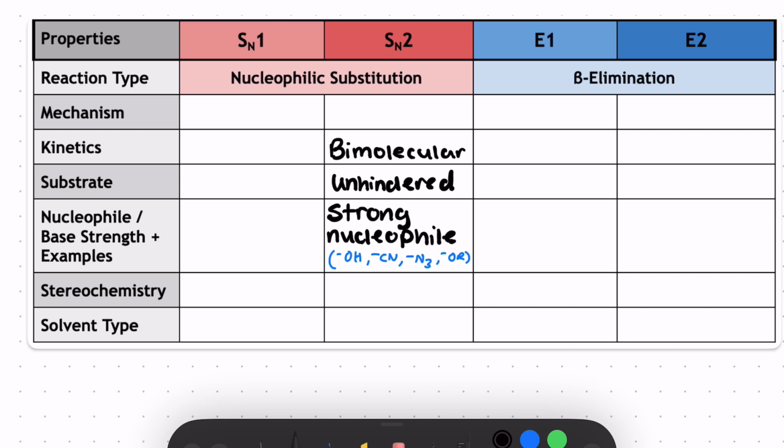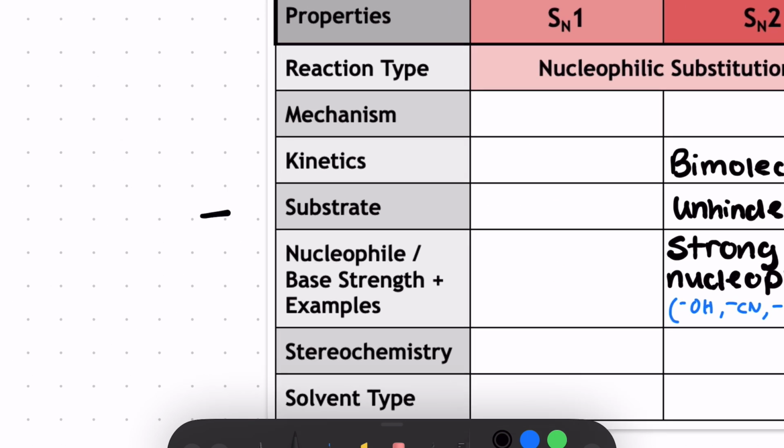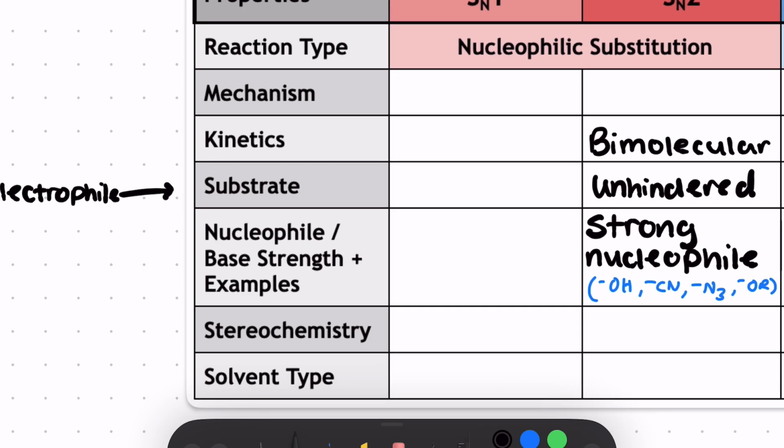We also like unhindered substrate. Remember our substrate here, I'll write this down. This is just our electrophile. That's our electrophile.